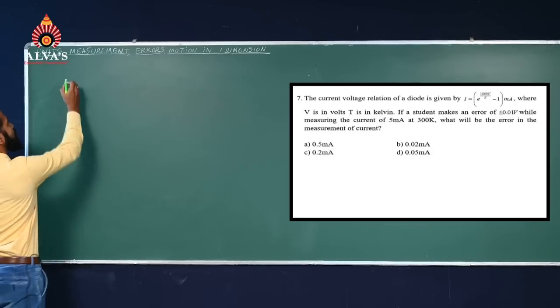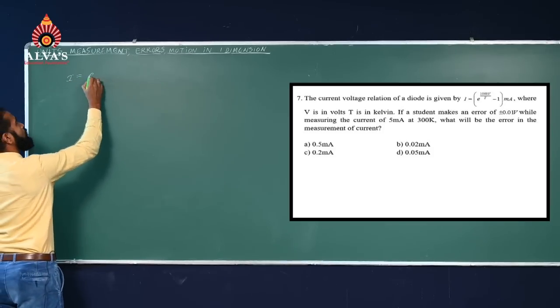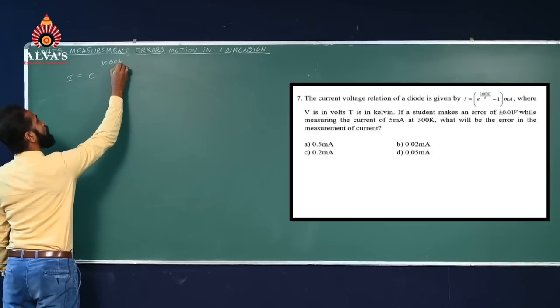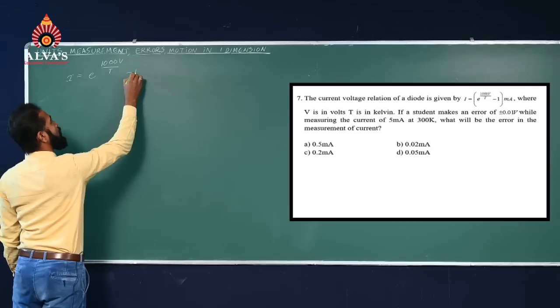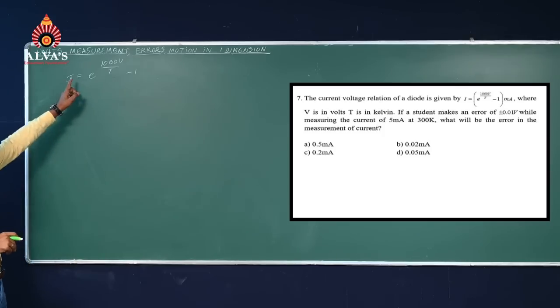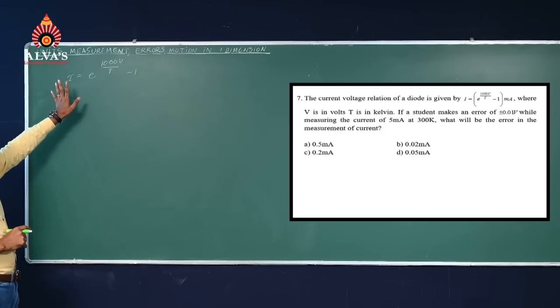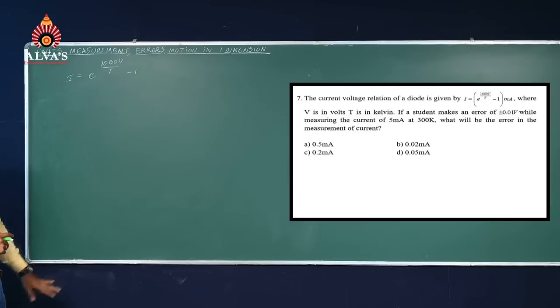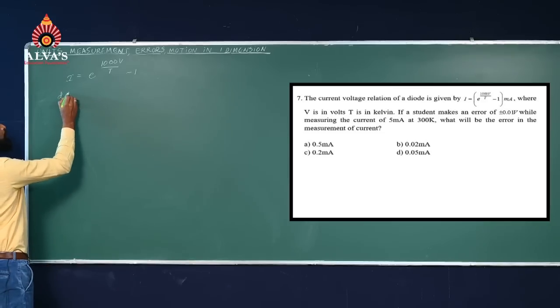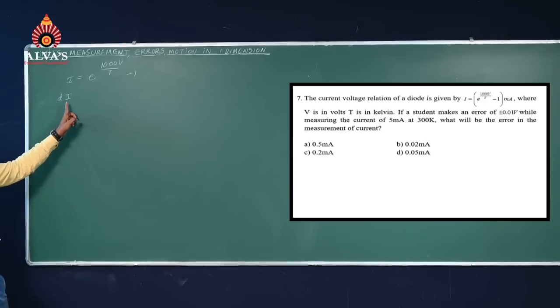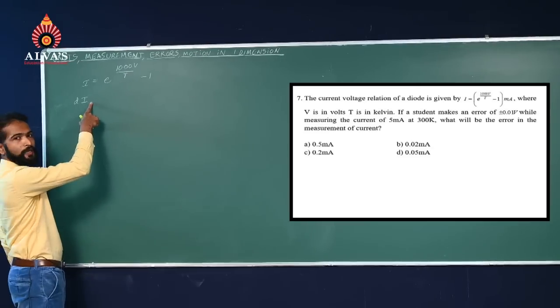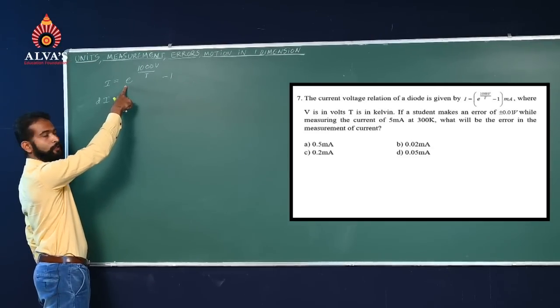Now let us write the given complex equation, e to the power 1000 V by T minus 1. This equation gives the relation between current and voltage. If you look at the options, all the options are in physical form. So what is required is dI. dI stands for the error. This error can be calculated directly by differentiating this equation.